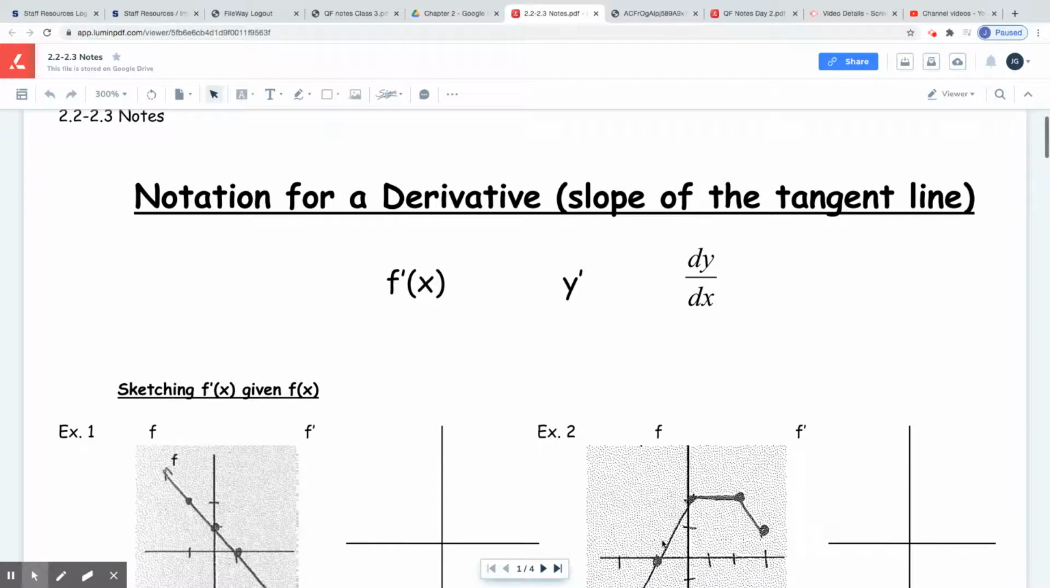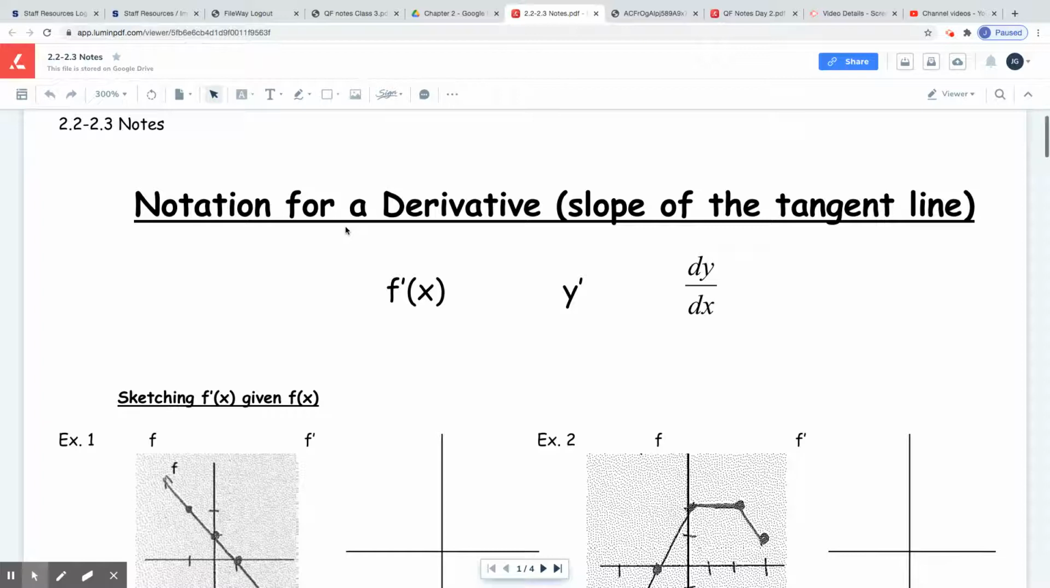Hey guys, today we're going to start our next section, which is still talking about derivatives. We're going to start off by graphing or sketching what the graph of the derivative is going to be based off of what the graph of the original function will be. And then we're going to talk about another way, which is going to be a great way of finding the derivative, which you guys will like so much better than the last way. It's so much shorter.